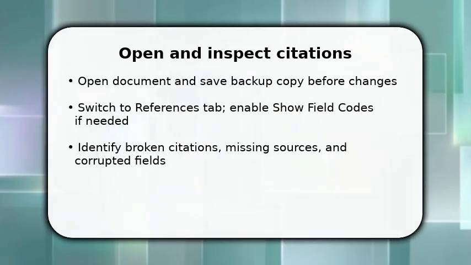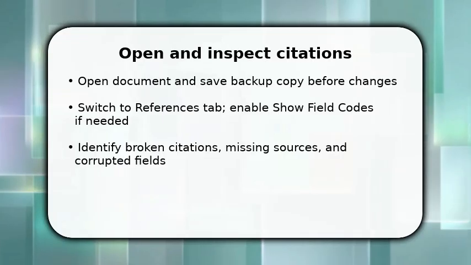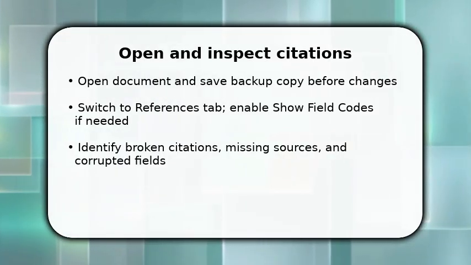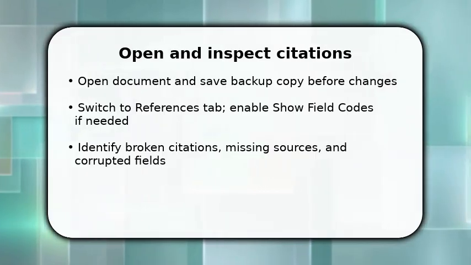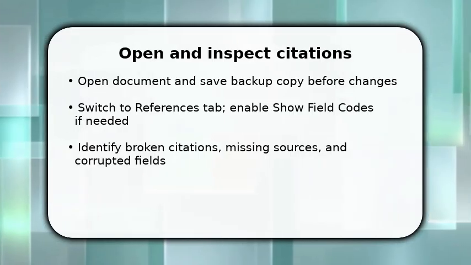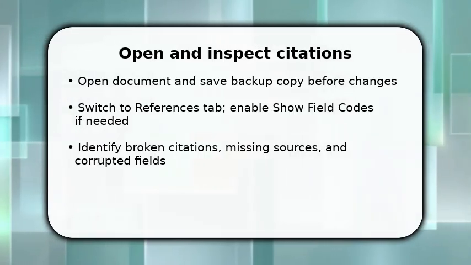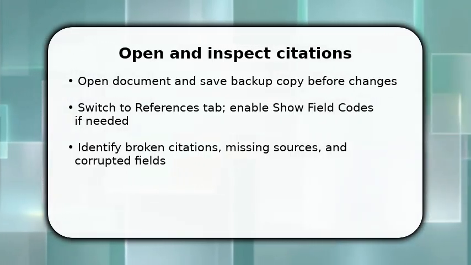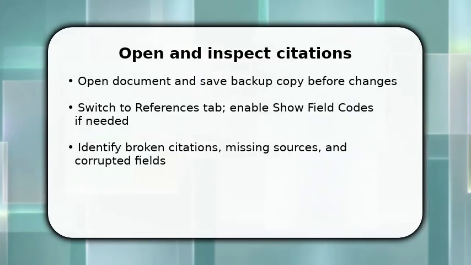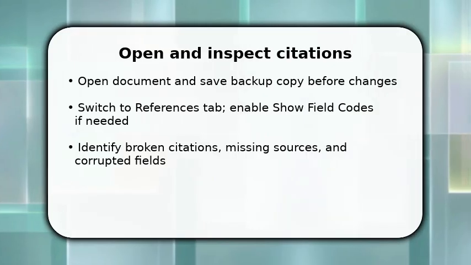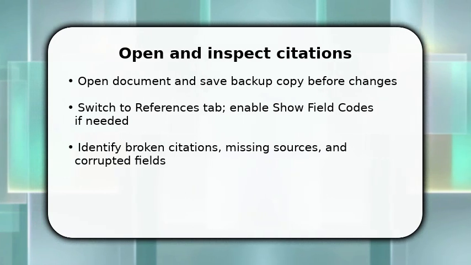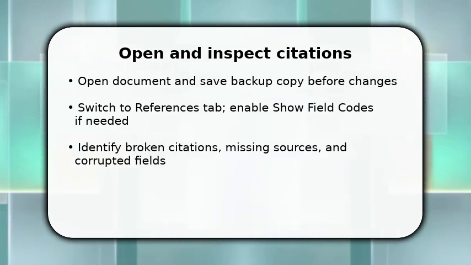You start by saving a backup copy so nothing is lost, then open the References tab and scan citations. Look for red flags, question marks, missing author names, or broken field displays. Once you spot an issue, toggle Show Field Codes to see underlying fields and confirm whether the citation links to your source manager. If a citation appears as plain text, note its location. Make sure you know which citation style is active, because that affects field formatting and subsequent fixes.